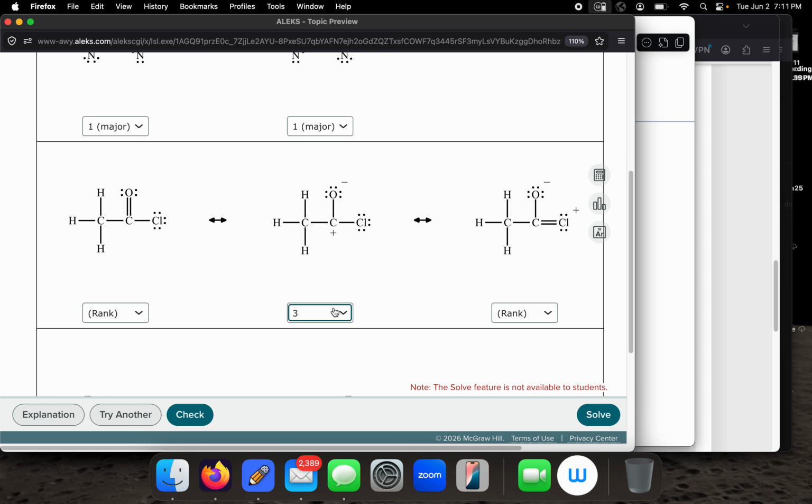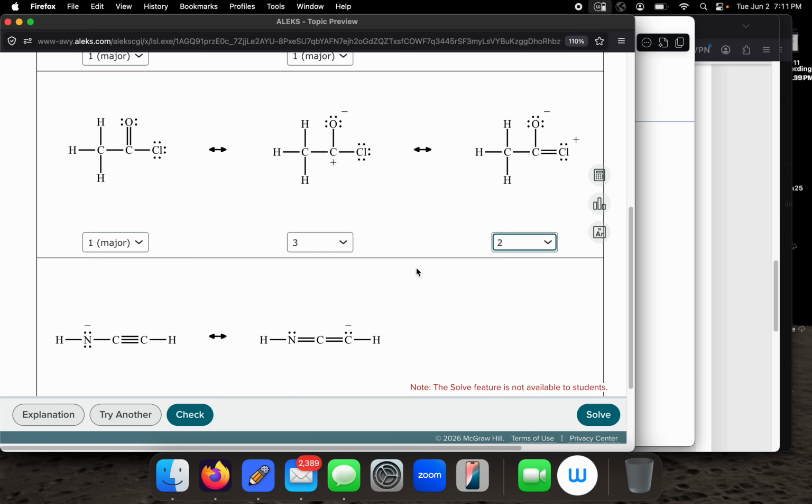Okay? Now this one has a full octet, and so does this one. But this one has no formal charges. Rule number 2 is that's a good thing. No formal charges. So this is going to have to be in the middle. Okay, let's go here.